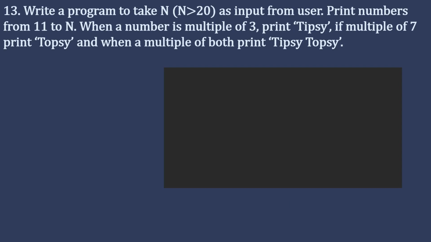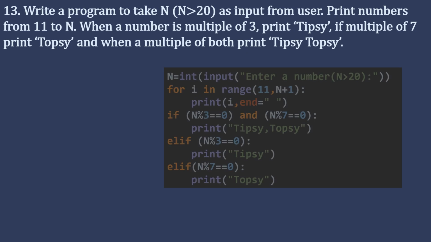Now write a program to take n, where the n value is more than 20, as input from the user and print numbers from 11 to n. When a number is a multiple of 3, you have to print tipsy. If a multiple of 7, then you have to print topsy. And when a multiple of both, then print tipsy topsy. So we have to take a number, and it has to be greater than 20.